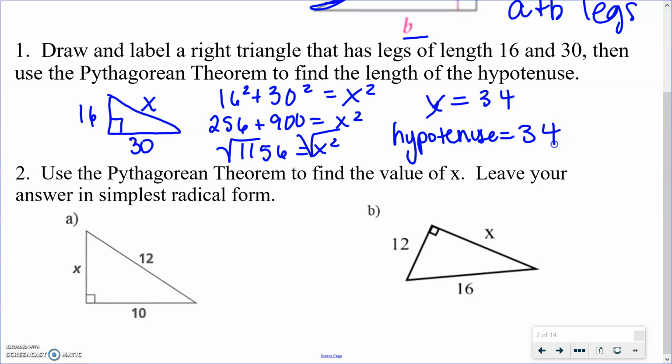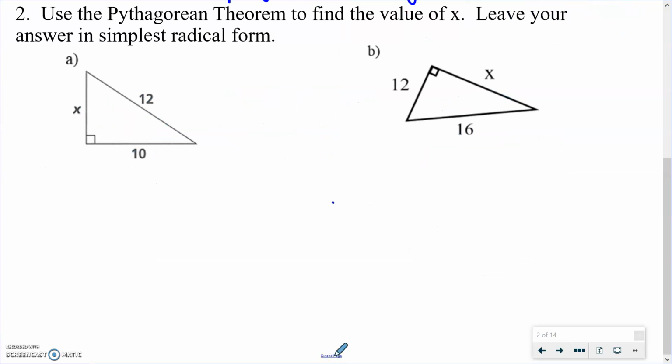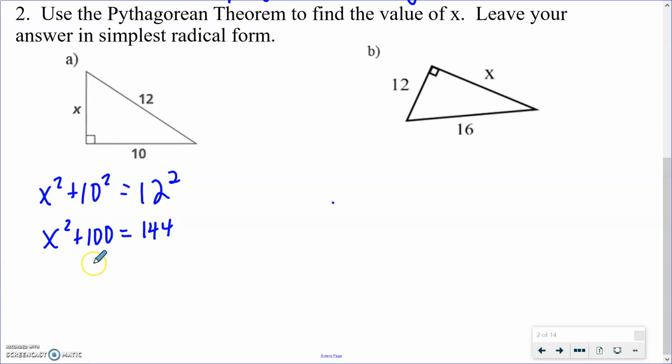Okay? We're going to do the same thing here, except this time we're going to leave the answer in simplest radical form, because they're not going to be perfect squares. Again, the sum of the legs squared is going to equal the hypotenuse squared. The legs are the sides that form the right angle. In this case, we have an unknown leg, so we're going to do x squared plus 10 squared equals 12 squared. So we get x squared plus 100 equals 144, and we can subtract from both sides, and we get x squared equals 44.